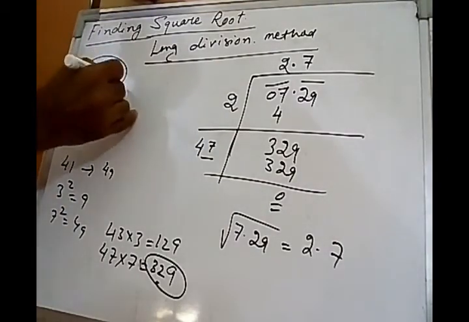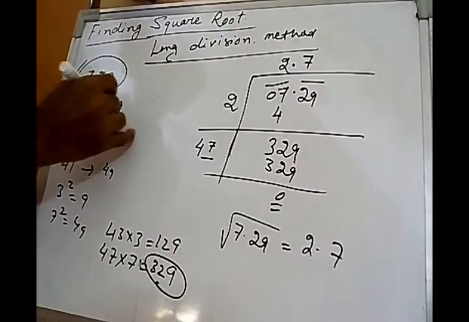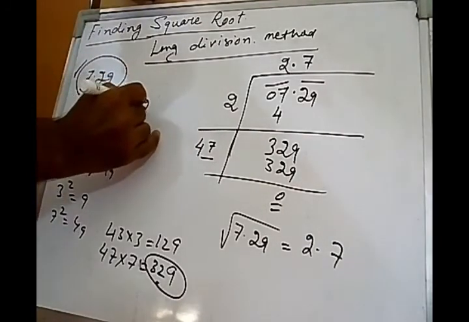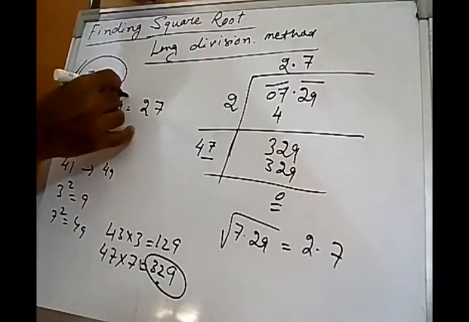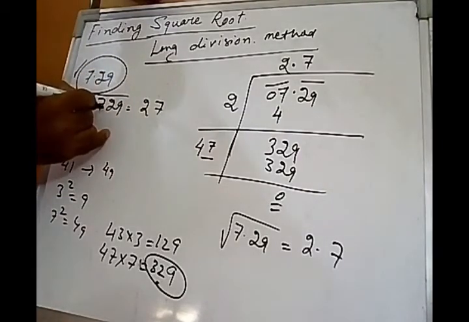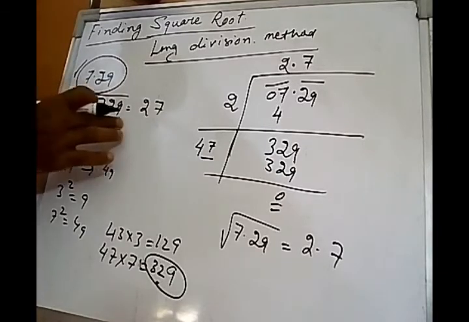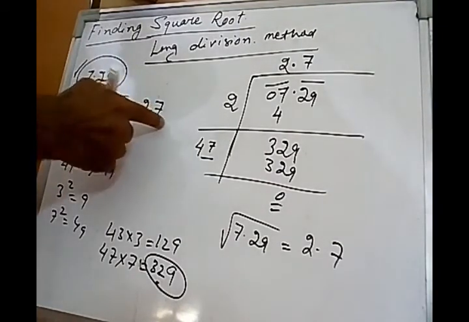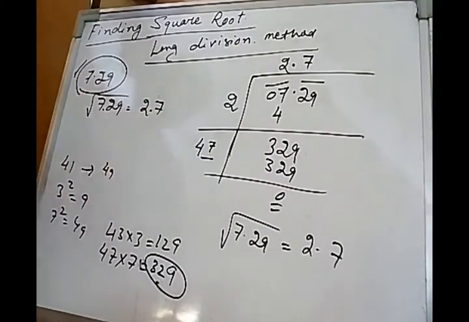If you go for another method, you can consider 7.29 as 729, and the square root of 729 will be 27. Since the number has 2 decimal places, half of that is 1 decimal place. Then here the point sign will come after 1 digit. This way also we can do it.